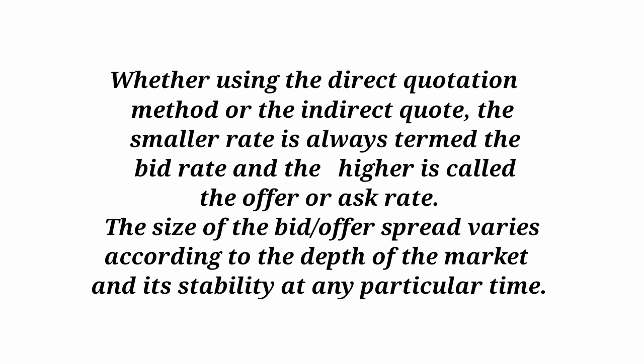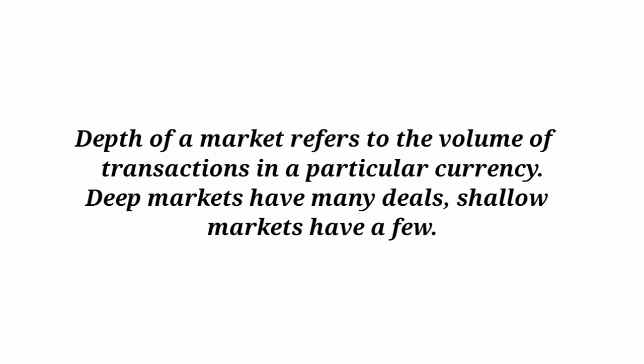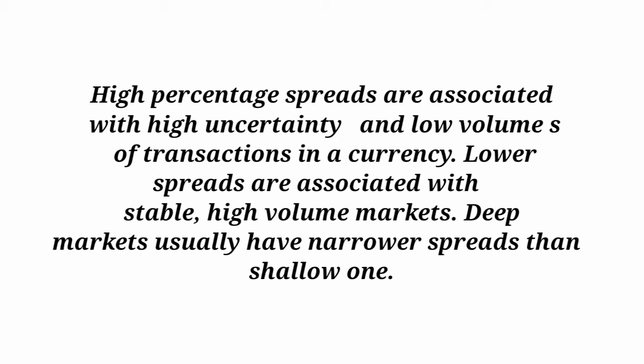The size of the bid-offer spread varies according to the depth of the market and its stability at any particular time. Depth of a market refers to the volume of transactions in a particular currency. Deep markets have many deals, shallow markets have few. High percentage spreads are associated with higher uncertainty and low volume of transactions in a currency. Lower spreads are associated with stable, high-volume markets. Deep markets usually have narrower spreads than shallow ones.